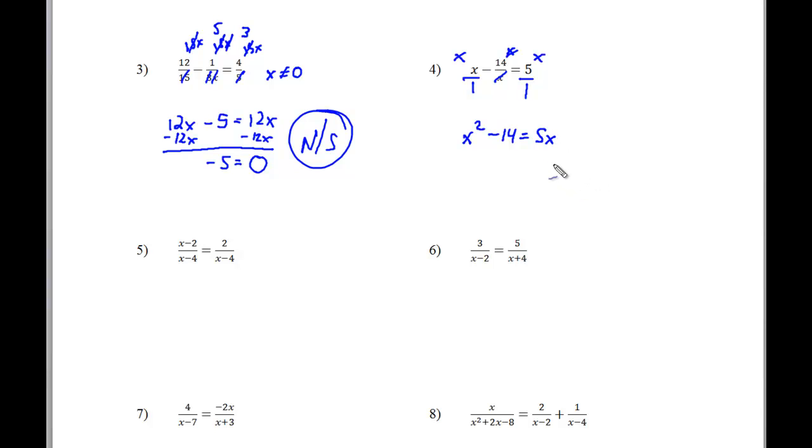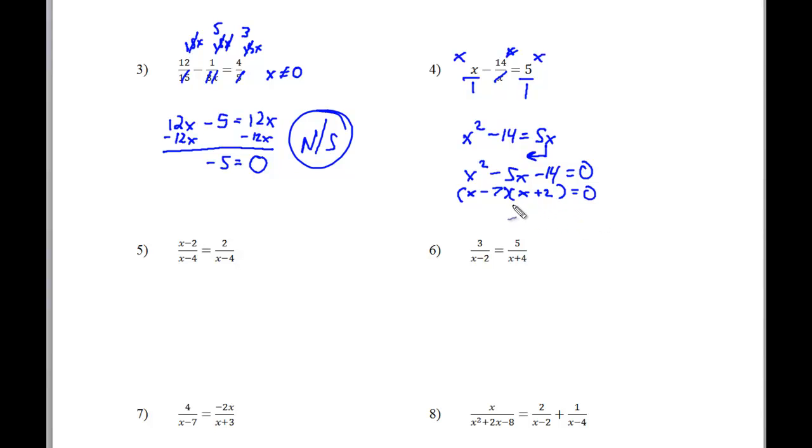So how would you solve an equation like this? You have an x and an x squared. Well, when you have an x squared and an x, you're going to have to move everything to the left-hand side, which gives you x squared minus 5x minus 14. And then you have to set this equal to 0, and then you have to factor. What are the two numbers that multiply to make negative 14 and add to make negative 5? That would be x minus 7 and x plus 2.